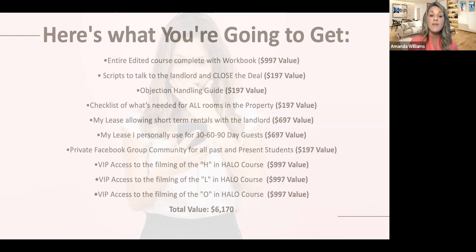And then I also have a private Facebook group community as well, where all of the past and present students are in there. They're asking questions. They're showing us what they're doing with their properties. And it's just a fun group to be a part of.